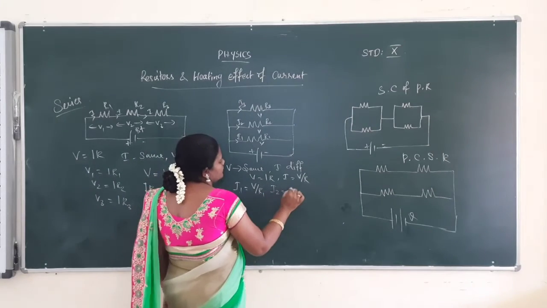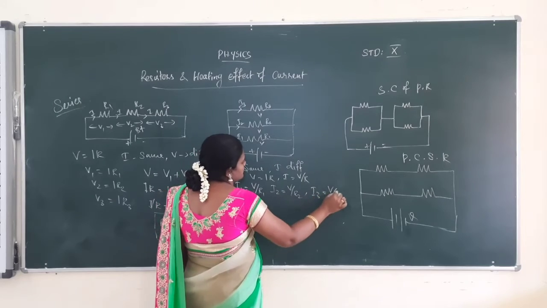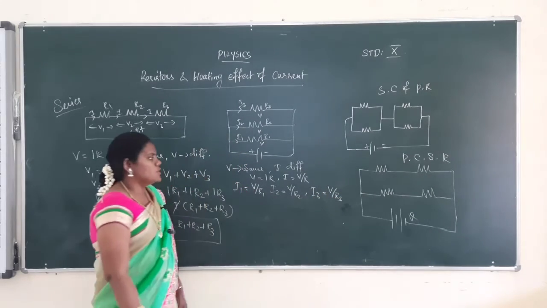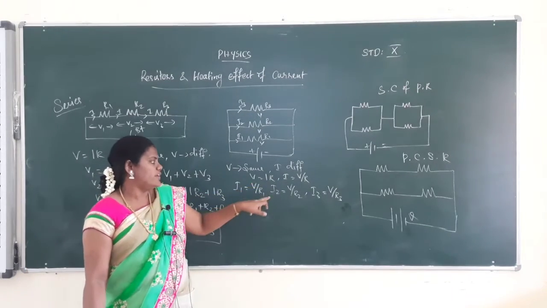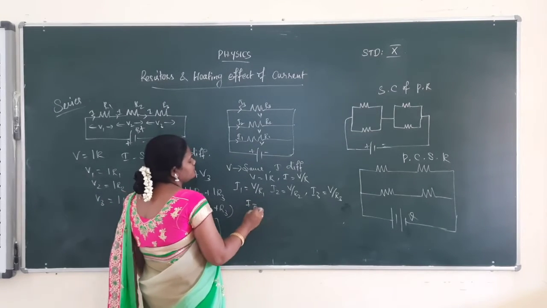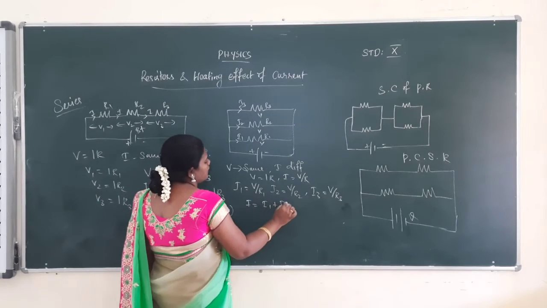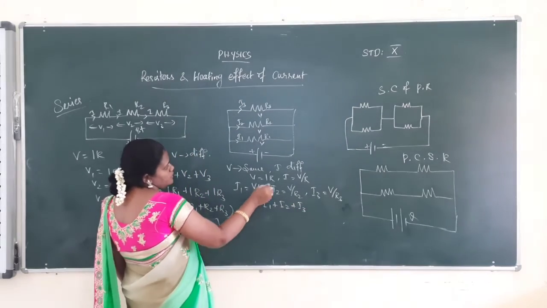I2 is equal to V by R2 and I3 is equal to V by R3. Okay. Because all the terms V will be the same. Resistance only differs: R1, R2, R3. Then total current I is equal to I1 plus I2 plus I3. So substitute all the values. I is equal to V by R.